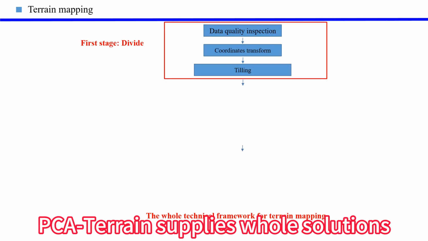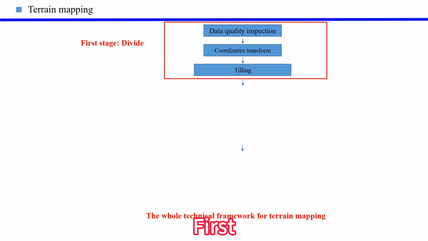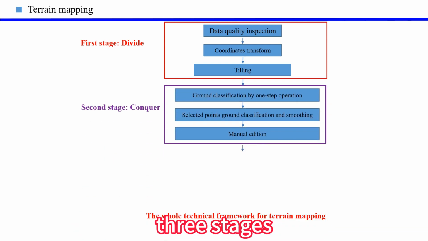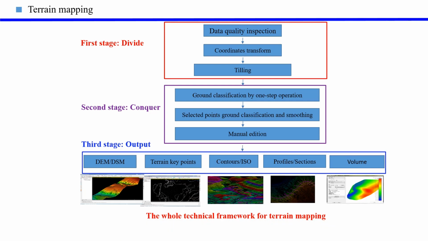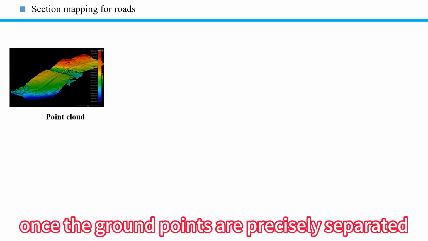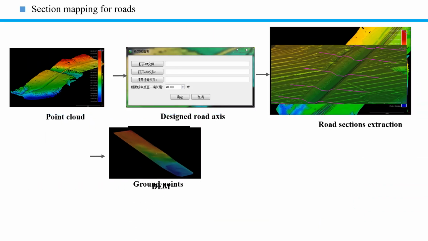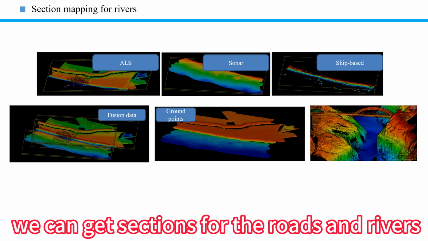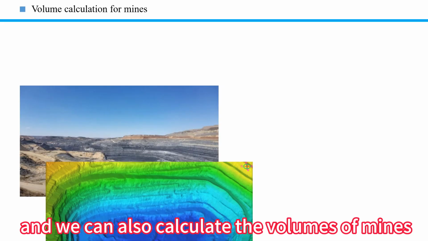In the 5th part, I will introduce some typical solutions. PCA Terrain supplies whole solutions for different types of industrial applications. First, in the field of terrain mapping, 3 stages, including divide-conquer output, are proposed to generate outcomes, such as DEM and contours from the point clouds. Moreover, once the ground points are precisely separated from the non-ground points, we can get sections for the roads and rivers. And we can also calculate the volumes of mines.